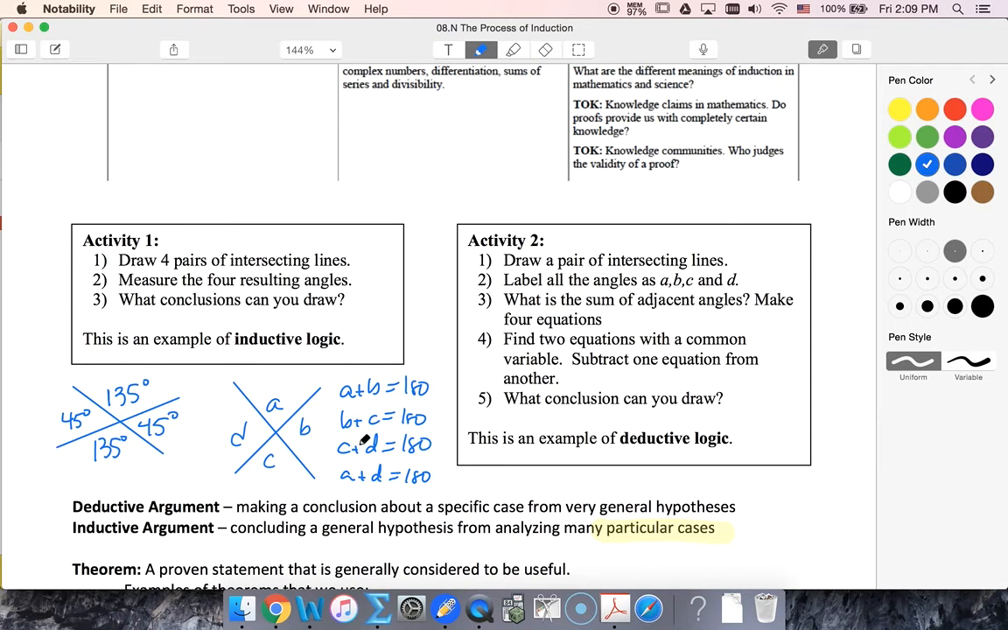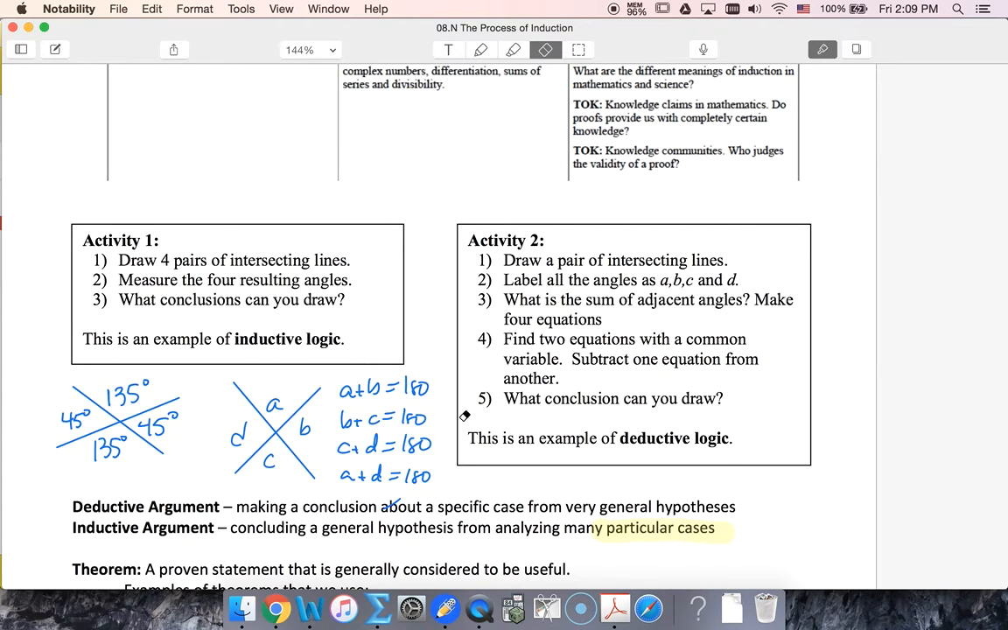So based on these, if I did some sort of subtraction, I would end up finding that, for example, if I subtracted these two equations, I could then conclude that A is equal to C. Similarly, I could conclude from these two that B is equal to D. So when I start from general hypotheses and then lead that to a specific case, that's a deductive argument.